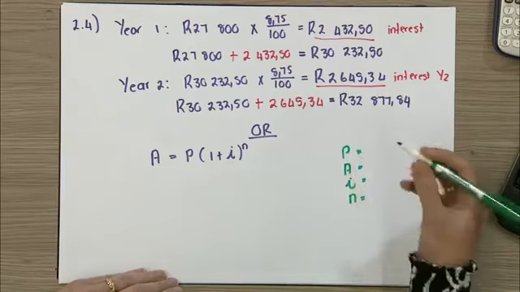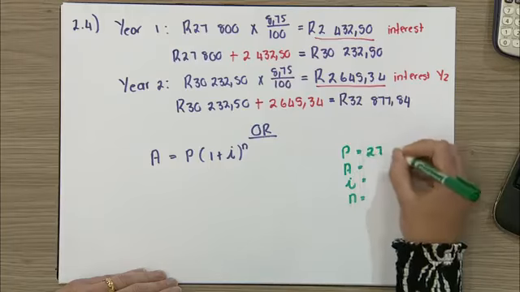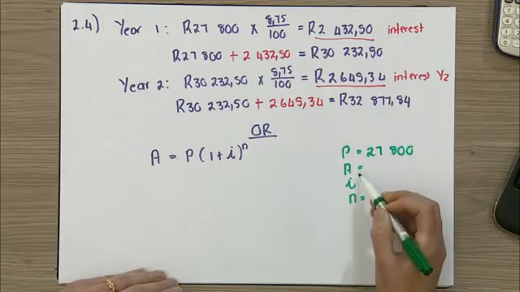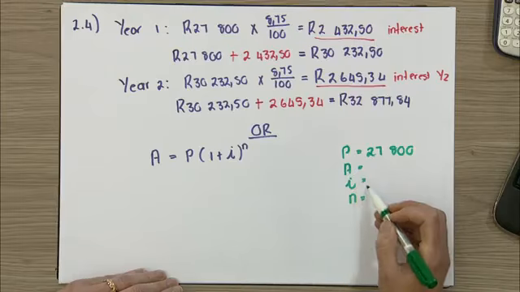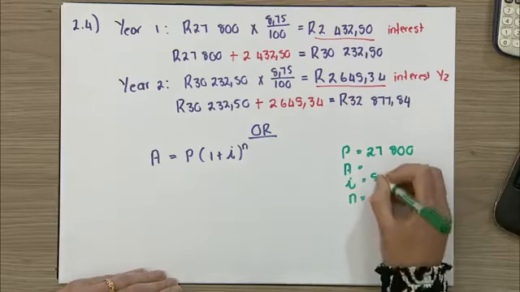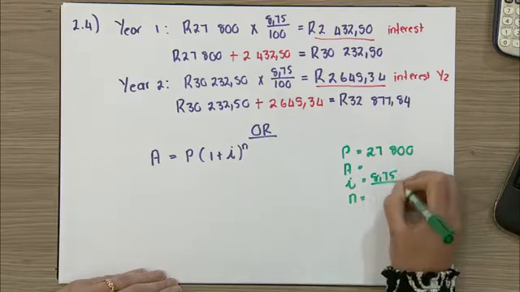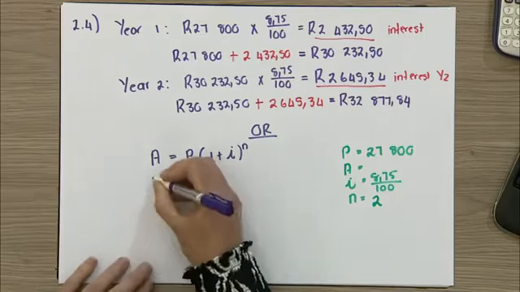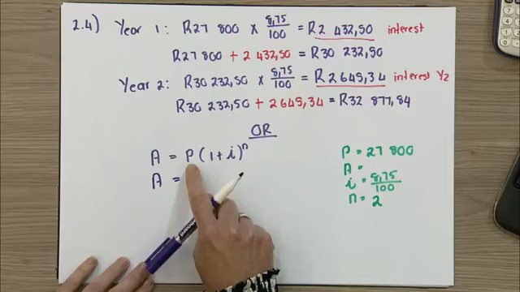What did we start our investment with? 27,800. A is the final amount. That is what we've got to calculate. What is our interest? 8.75 over 100. And for how long in the time are we investing it? 2 years. So if I now substitute into my formula, I'm going to say A equals, what is my principal?